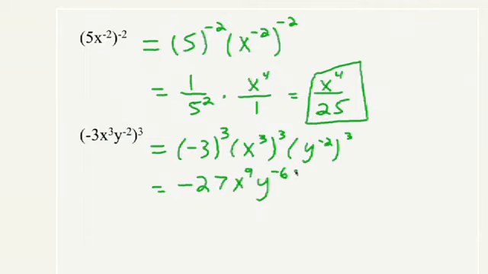Again, this answer is technically correct, but the rules of the game are no negative exponents. So finally, we have a negative 27 and an x to the 9th in the top, but y to the minus 6 in the top is the same as y to the positive 6 in the bottom.